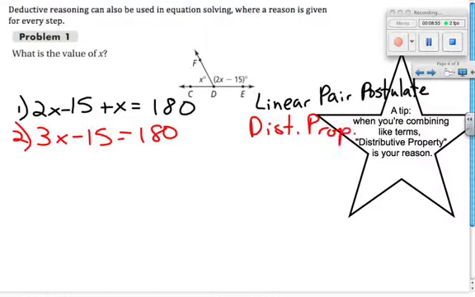Once again, if this was just an equation, what would be your next step in solving it? You would add 15 to both sides. And think about what she just said. We are adding something to both sides of the equation. What property allows me to add something to both sides of an equation? The addition property, yes.